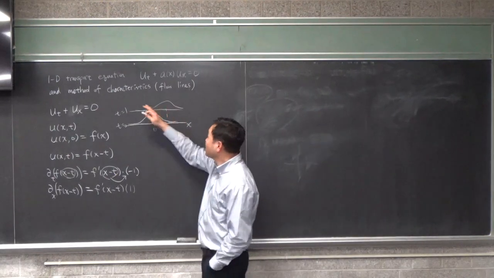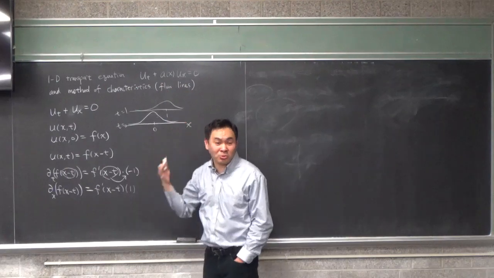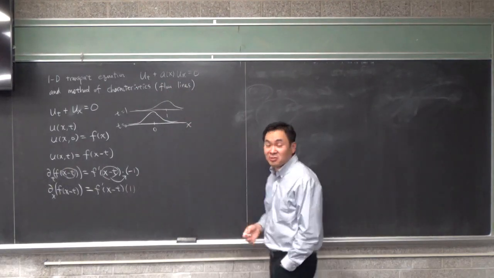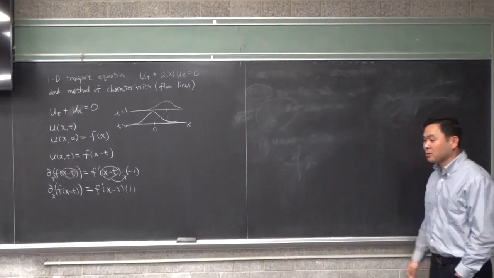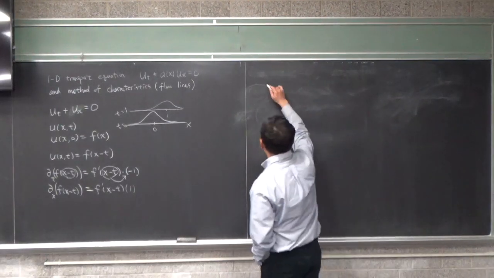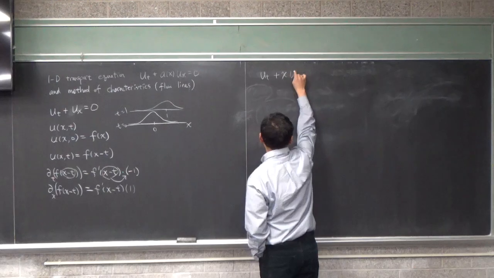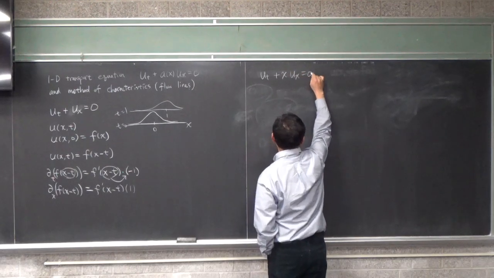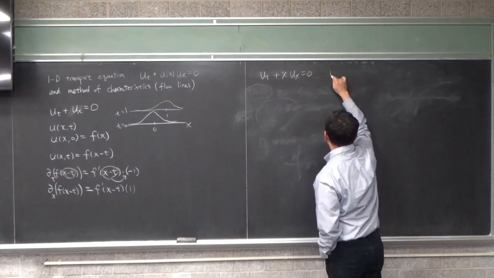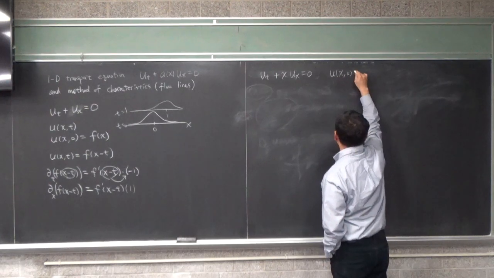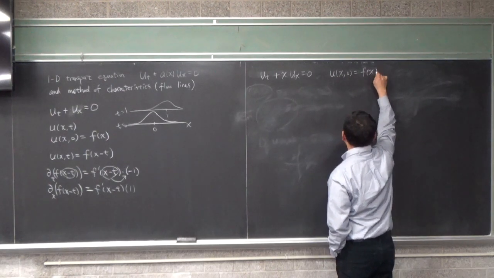And once you solve this, you'll see how some other cases can be solved by using the same method. So the example I want to solve is when you have u_t plus x times u_x equals 0. And let's assume that there's an initial condition u(x,0) equals f(x).